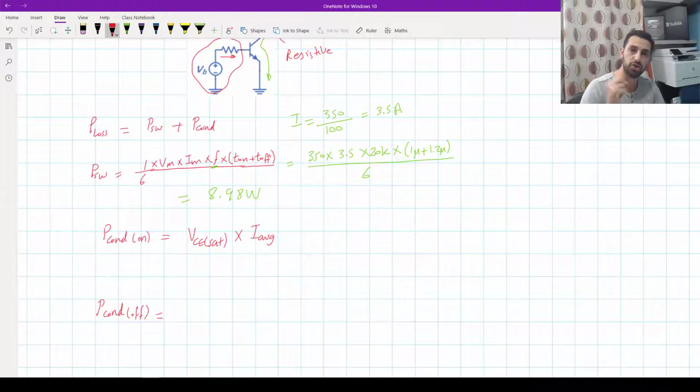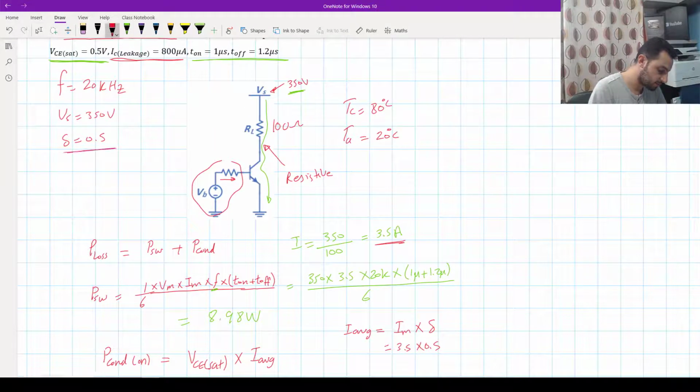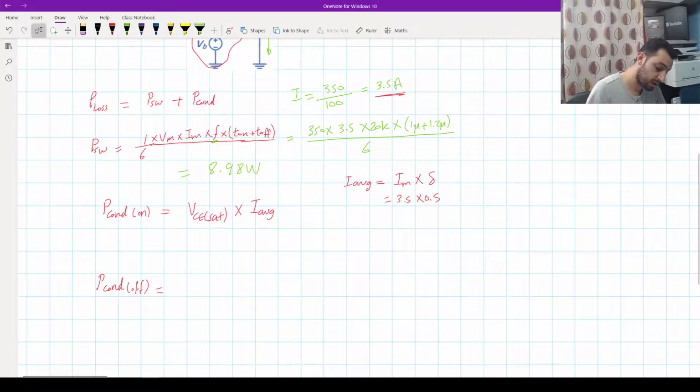We know we are switching the transistor by a duty cycle, and I average equals I max times delta. Okay, this is I average. So I max equals 3.5, which is this one, times delta, which is 0.5. It's known here. Okay, so now we have this information.